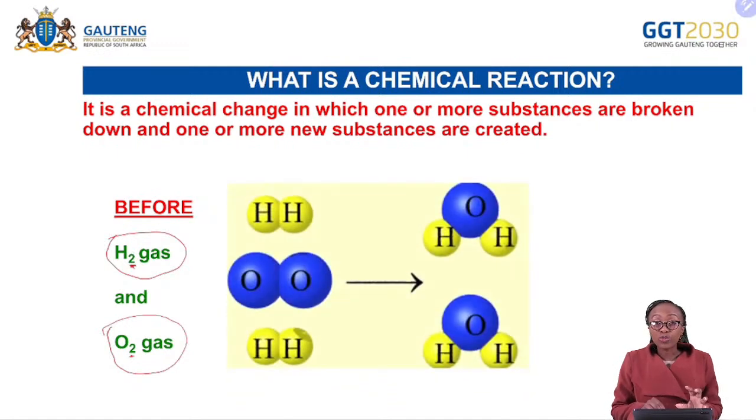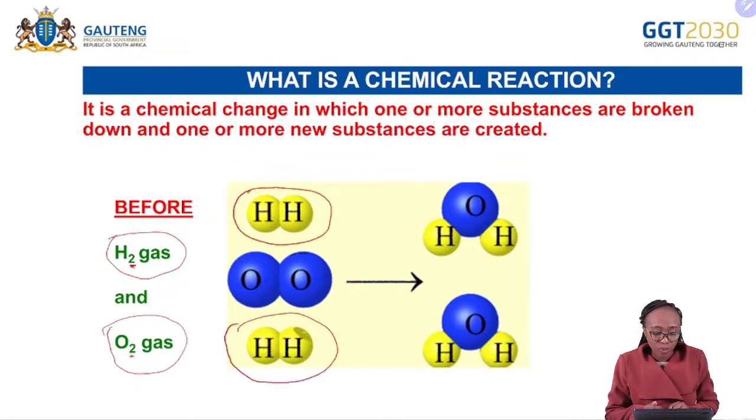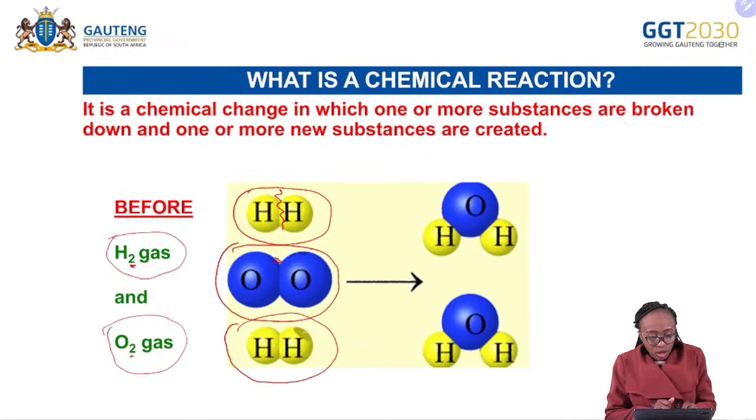I'm going to pull up a picture now. This is before the chemical reaction. We've got a hydrogen diatomic molecule, another hydrogen diatomic molecule, and we've got oxygen as well. This is what we have before the reaction. These are the substances. Now we said in a chemical reaction, we break down substances. So we're going to break these down, and break those down. Once we break them down, we will end up with new substances.